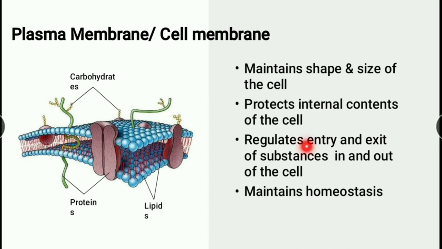It will regulate what goes inside and what goes out. It regulates the entry and exit of substances in and out of the cell. It maintains homeostasis. Homeostasis means maintaining the temperature of the cell. So this is the plasma membrane. Okay, it is also made up of carbohydrates, proteins, and lipids. Okay, it's something like a gate.